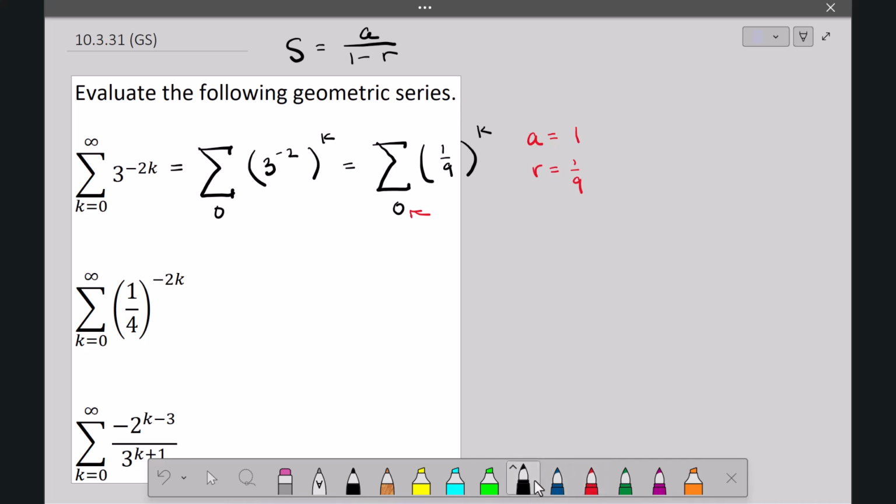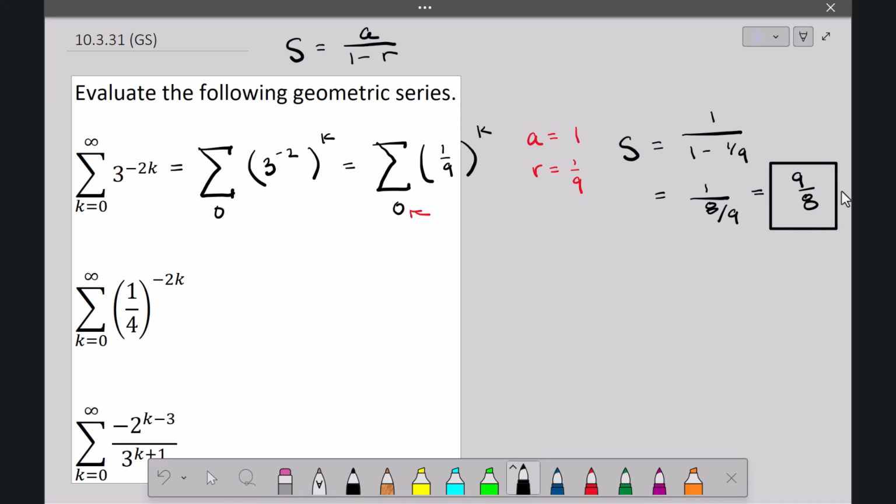This then tells us that the sum of this series is A, which is 1, divided by 1 minus the common ratio, which is 1/9. So this will be 1 divided by 9/9 minus 1/9 is 8/9. And our sum will be 9 divided by 8.